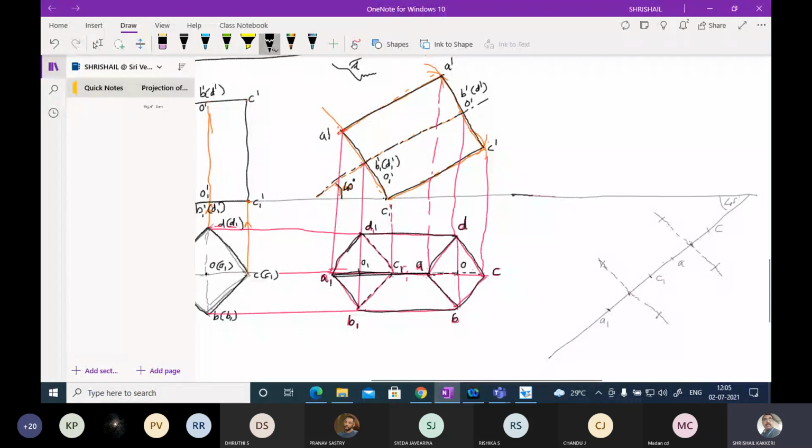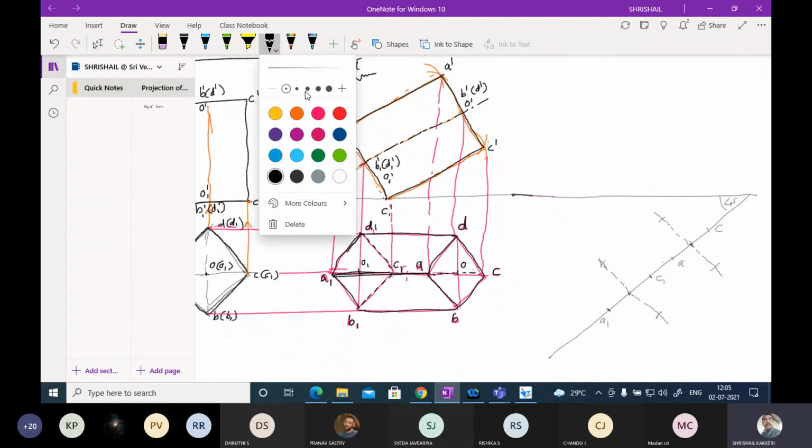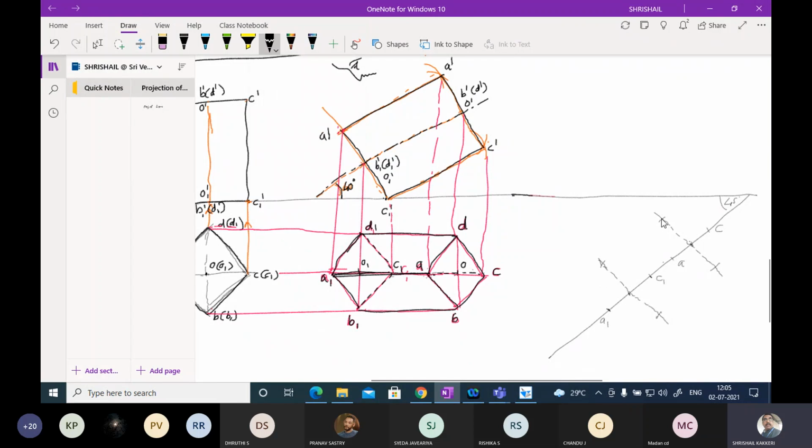Then after this, you are going to draw it by a thick line. How? Join these two and join this. This will be point C, and join this. This will be point A, and this will be point O, and next this will be a dotted line.